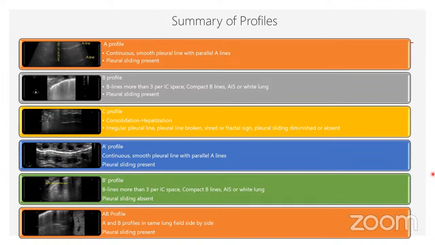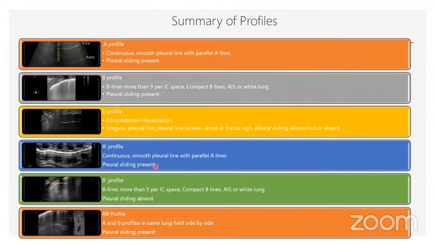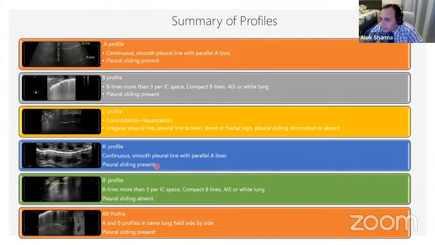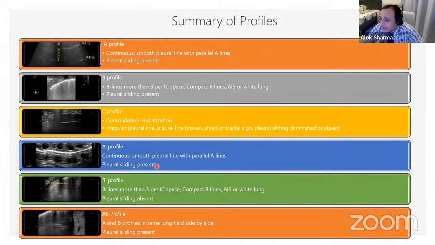Doctor, look. In this summary of profile, A profile and A dash profile, they are the same. No, they're not. So in A dash profile, you don't have pleural sliding. Because here it mentioned pleural sliding present. My apologies. That's a mistake. Well, very sharp. I'm really grateful. It should say pleural sliding absent. Yeah. I was confused. I apologize. Okay.